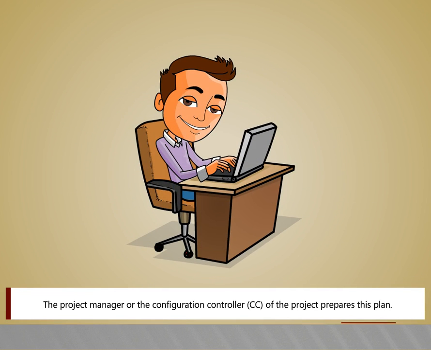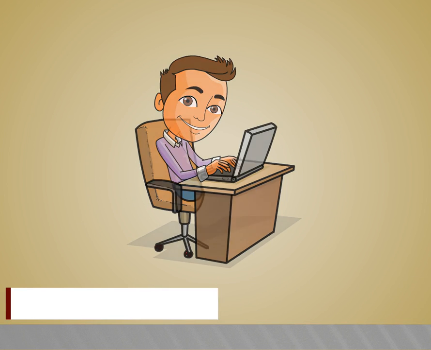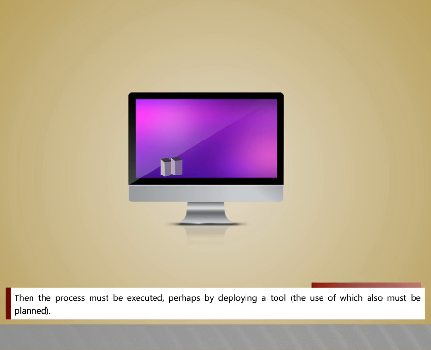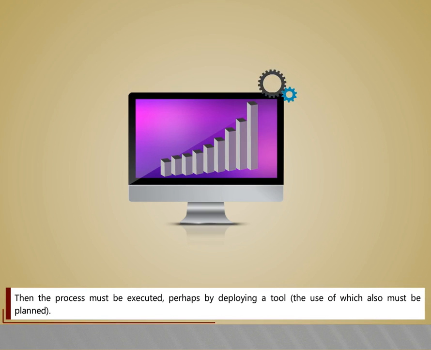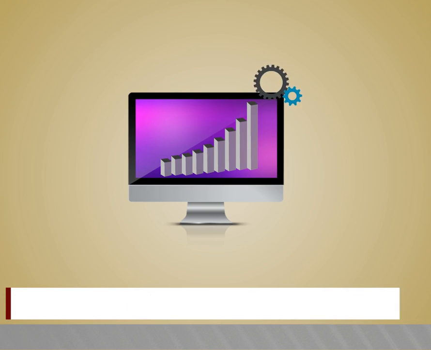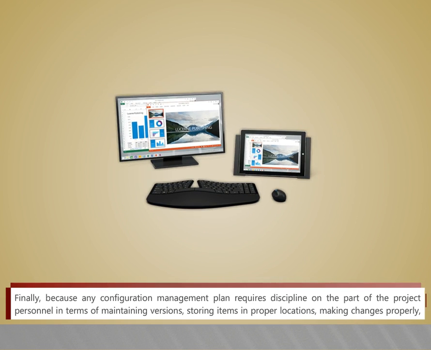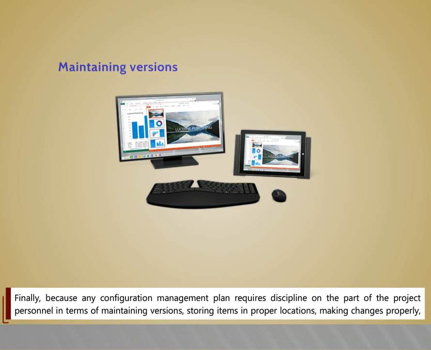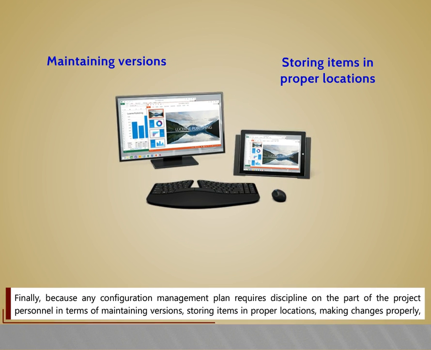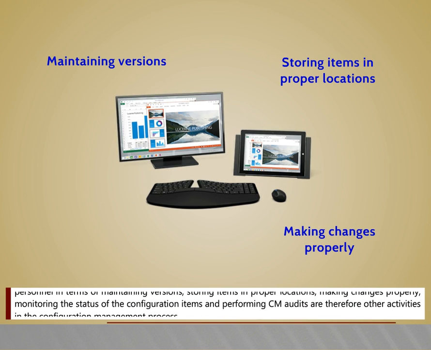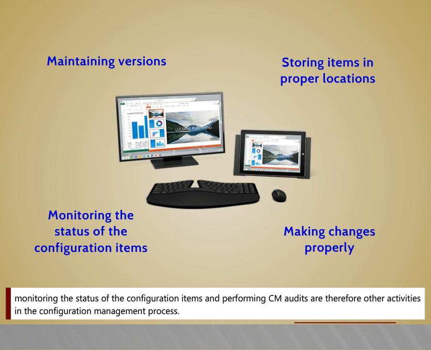The project manager or the configuration controller (CC) of the project prepares this plan. Then the process must be executed, perhaps by deploying a tool, the use of which also must be planned. Finally, because any configuration management plan requires discipline on the part of the project personnel in terms of maintaining versions, storing items in proper locations and making changes properly, monitoring the status of the configuration items, and performing CM audits are therefore other activities in the configuration management process.